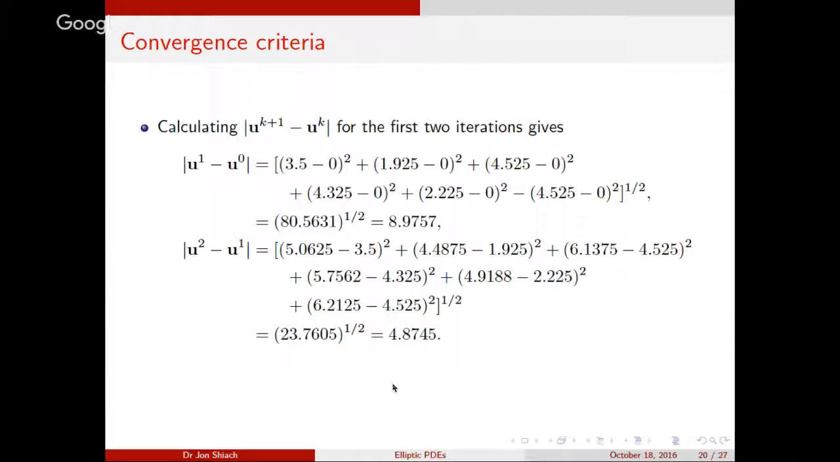Do the same for iterations 1 and 2. Exactly the same: find their difference, square them, add them all together, find the square root, and we get 4.8745. Notice it doesn't matter which way around we're subtracting them because we're only going to square them afterwards. Point being, this number here is smaller than that number, and if I was to do it for a third iteration, it would be smaller still. So we can keep going until that becomes really small.